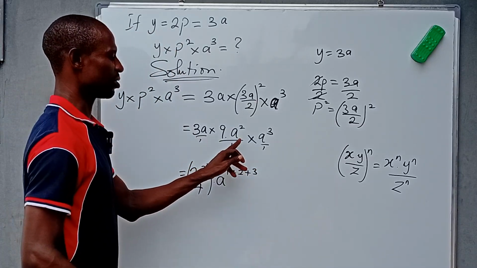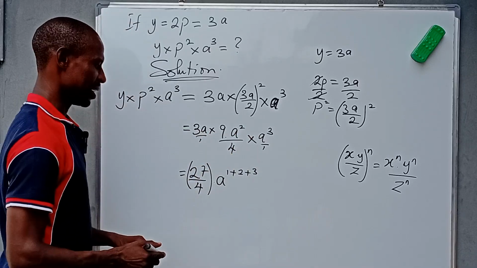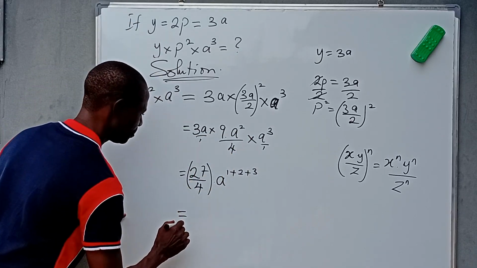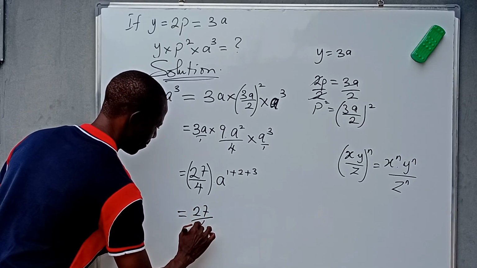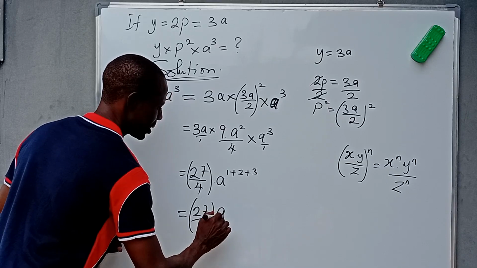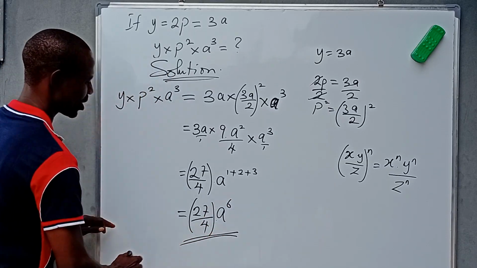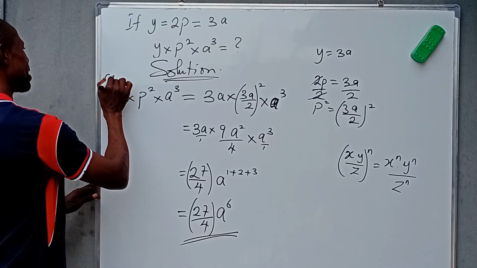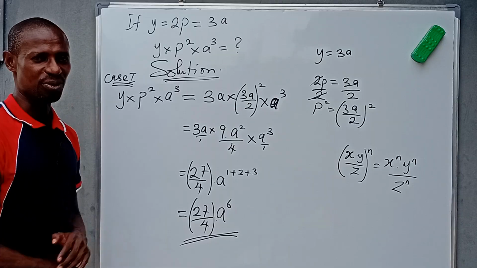Because we have multiplication here, and they have the same alphabet, this is going to give us 27 all over 4 times a raised to the power of 6. This is the first expression. So we're taking this as our case 1. So that is the answer to our case 1.